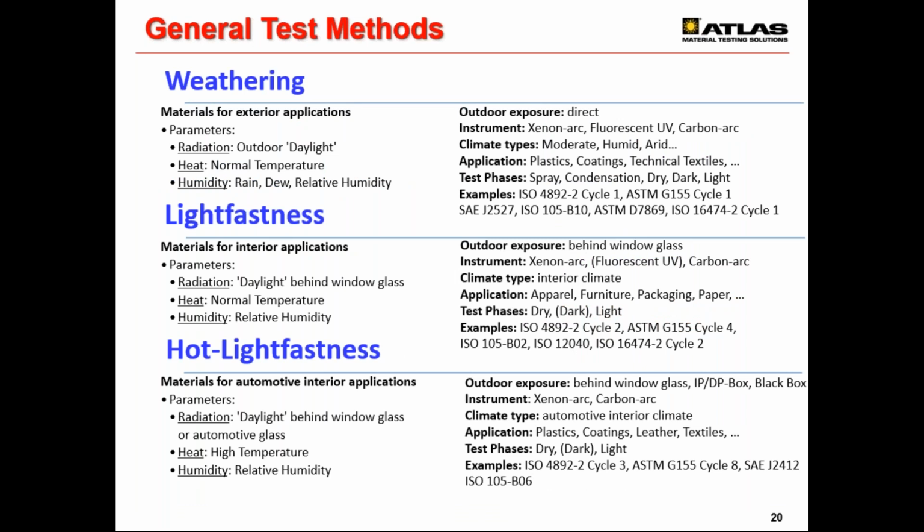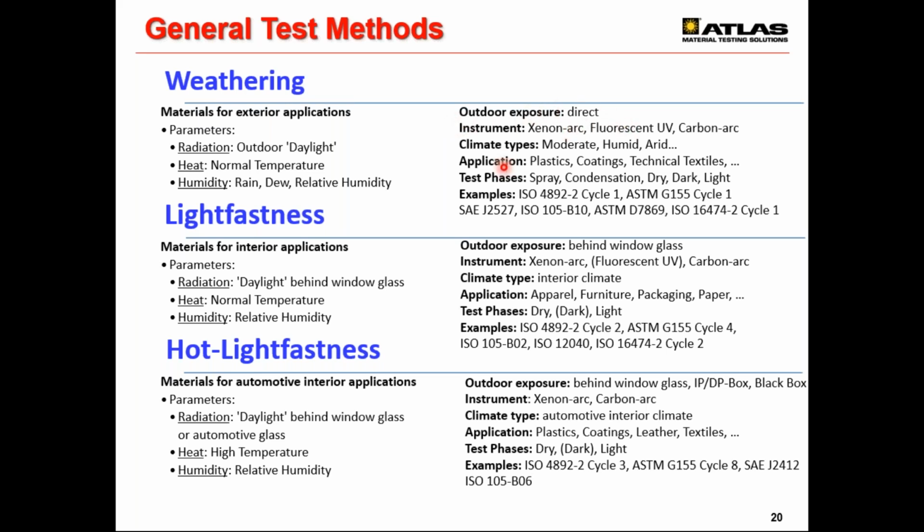So weathering and light fastness standards are categorized in three primary categories, or buckets, if you want to call them that. Weathering standards are often used for weathering of exterior applications, and this is this top category. And when you're looking at the parameters that are typically specified in weathering standards, you have outdoor daylight simulation. The heat, you have relatively normal temperatures or close to ambient temperatures, and humidity or moisture is applied in the form of rain or spray cycles, or relative humidity.